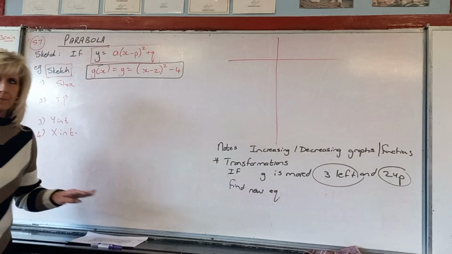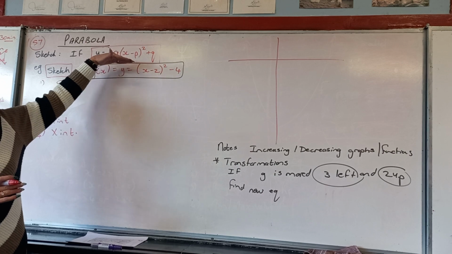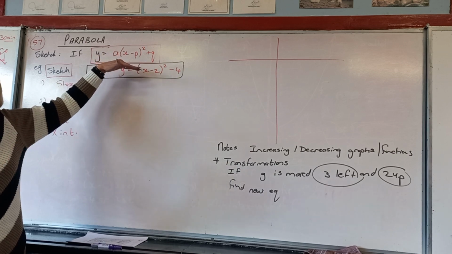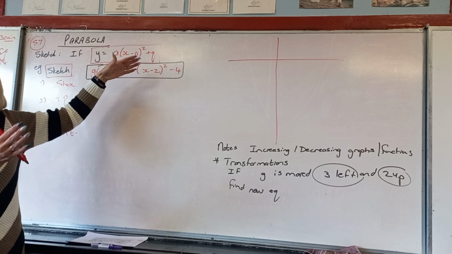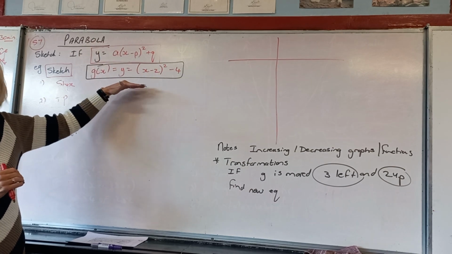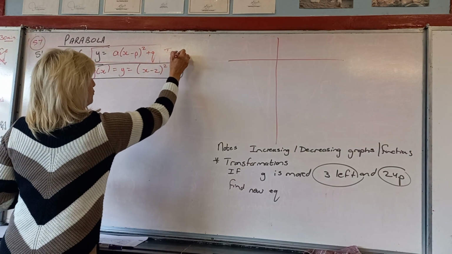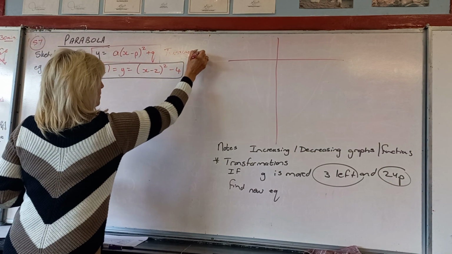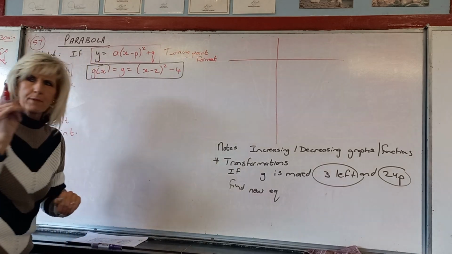Okay, new one. So last year you did ax squared plus bx plus c. That previous one, ax squared plus bx plus c, that's the general format of a parabola. This is a new one. We call this turning point format. Should remind you of something.